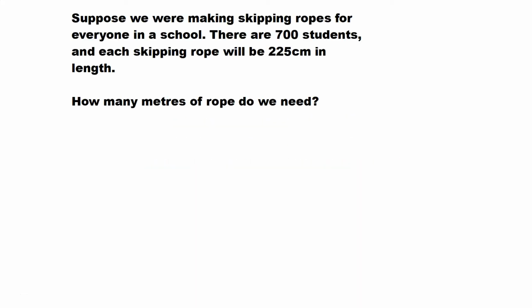Suppose we're making skipping ropes for everyone in a school. There are 700 students and each skipping rope will be 225 centimeters in length. How many meters of rope do we need? Well, as you can imagine, we'd start off by calculating 700 times 225. That gives us 157,500 centimeters of rope required.